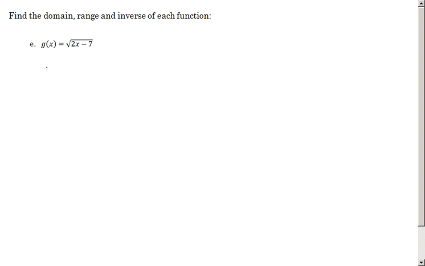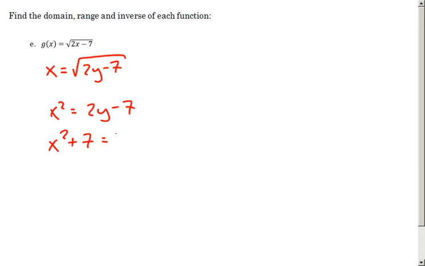Same thing here. So now I have x is equal to the square root of 2y minus 7. So you're going to square both sides. Add 7 to both sides. And then divide it through by 2. Now, here, and this is kind of what was going on after for the domain and range.